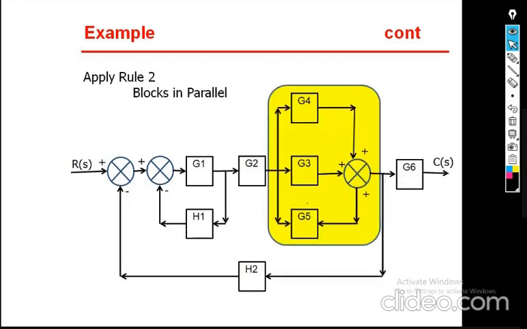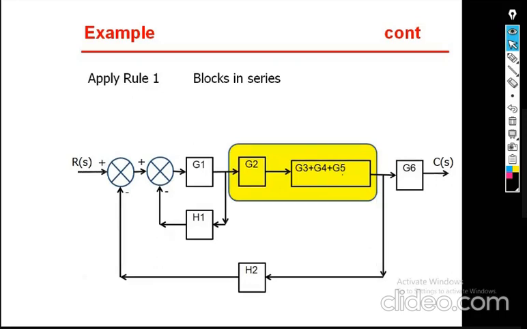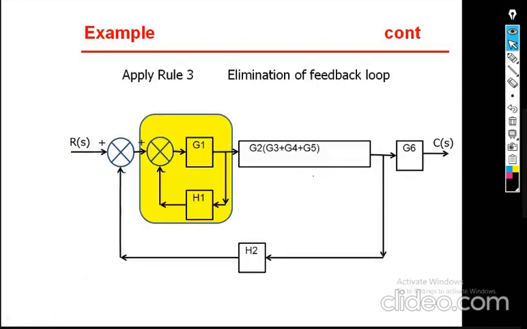G3 plus G4 plus G5 is the resultant of this. So that is your step number 1. Next, step number 2: what these 2 blocks are in? Series. So the result is the product of these 2 blocks. So the final result you will get, the product, is G2 into G3, plus, as usual.